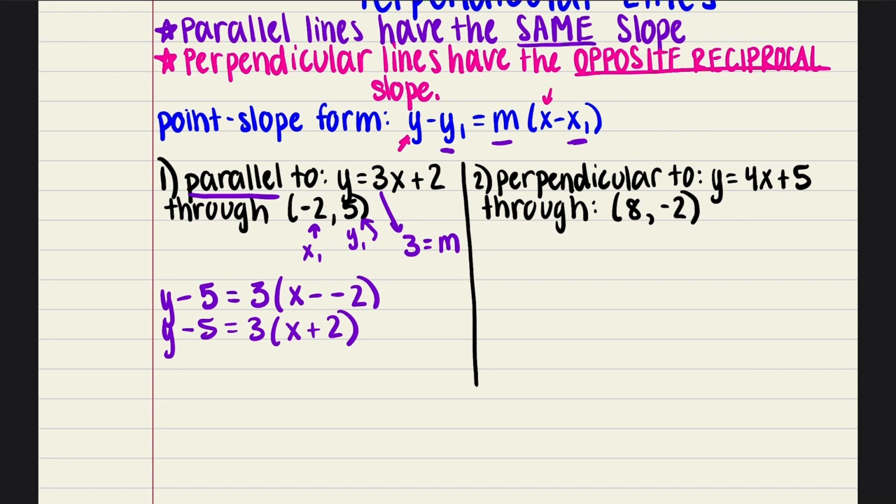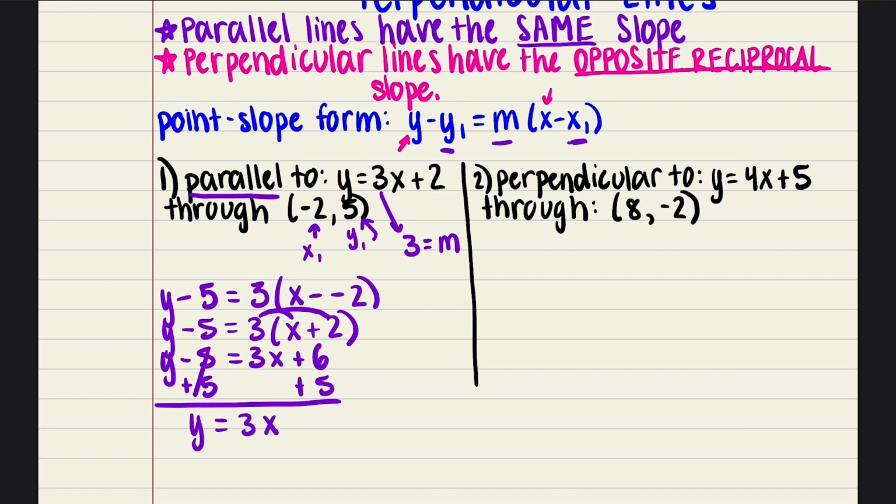And now your teacher will probably want you to have this in slope-intercept form, which means y needs to be alone. To get y alone in this problem, you're going to distribute the slope to each of those in the parentheses. So we have y minus 5 equals 3 times x is 3x, and 3 times +2 is +6. And then you're going to move this 5 over. Since it's being subtracted, I'm going to do the opposite of subtraction with it, which is addition. I'm going to add that to the end here because it doesn't have an x, so I can't add it to the 3x. I can only add it to the 6. So now I have y equals 3x plus 11.